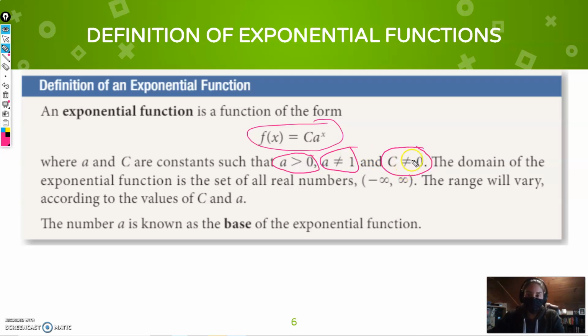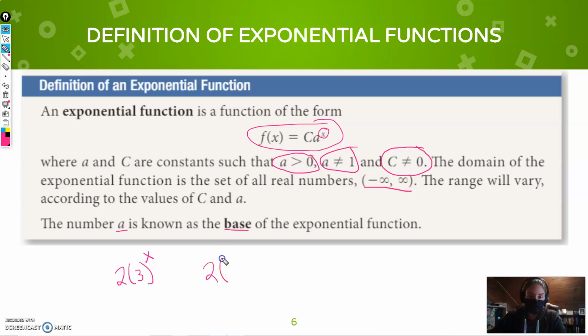So the domain of the exponential function is all real numbers, so we go from negative infinity to infinity on the domain, and the range will vary according to the values of c and a. The value of a is also known as the base of the exponential function. Basically, a has to be greater than 0, a can't be 1, c can't be 0, and your variable shows up in the exponent. That's the main reason why we call these exponential functions. So something that we can have would be like 2 times 3 to the x power.